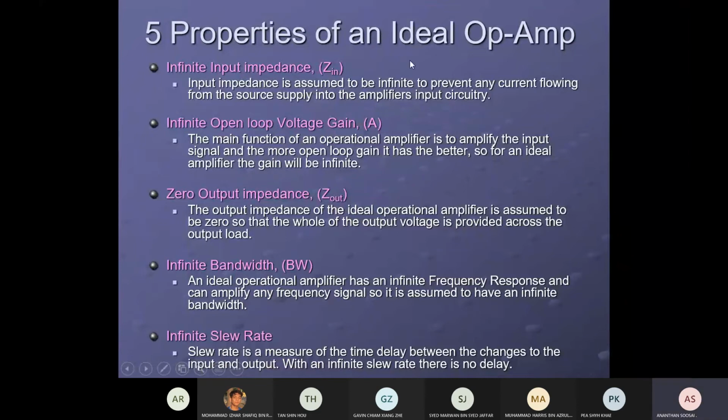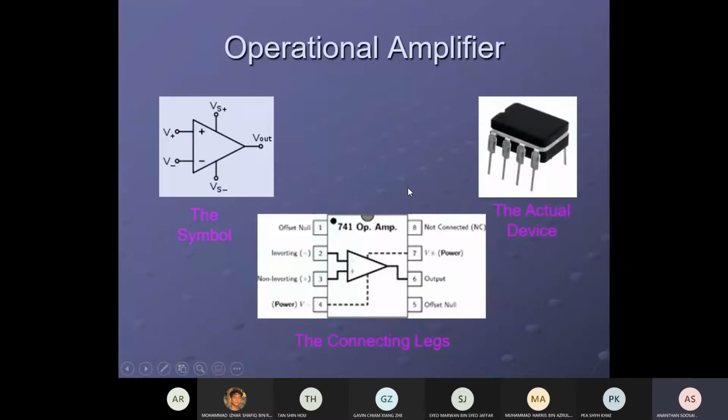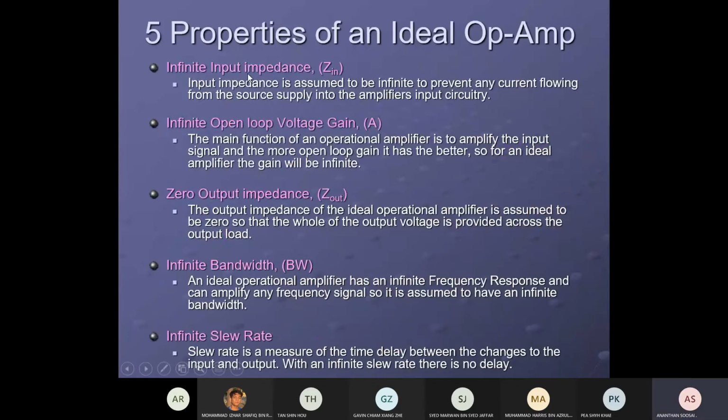So the operational amplifier has an infinite input impedance. That means the resistance to current flowing into the input is infinite. Technically, the input current is zero. No current flows into the op amp, because it has an infinite input impedance, a very high opposition to current flowing. So the input current is zero normally.